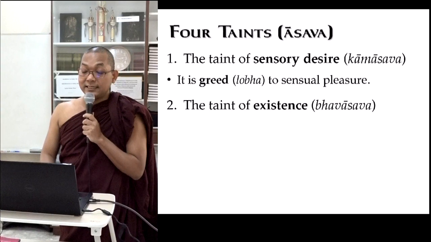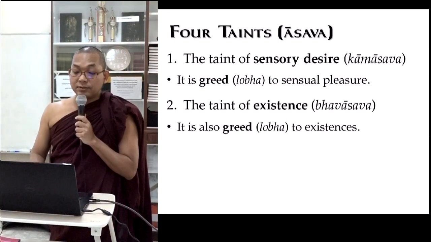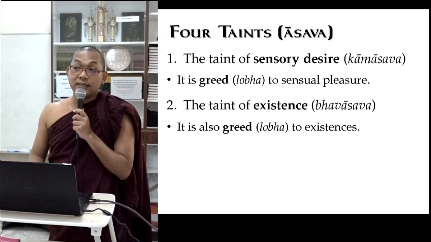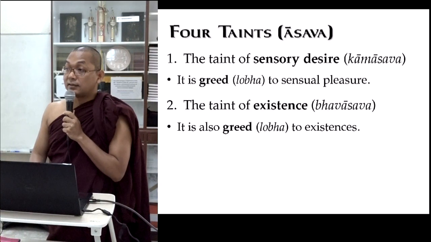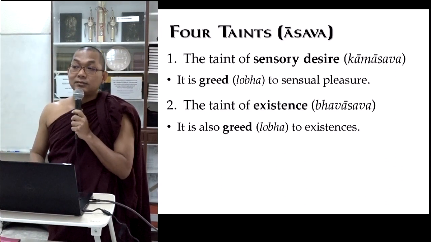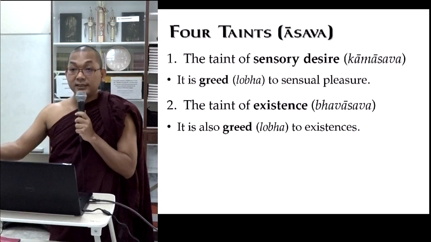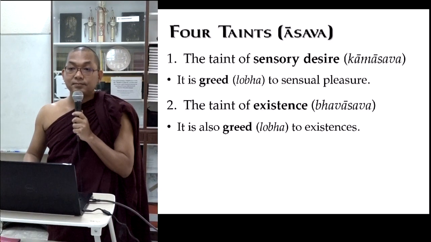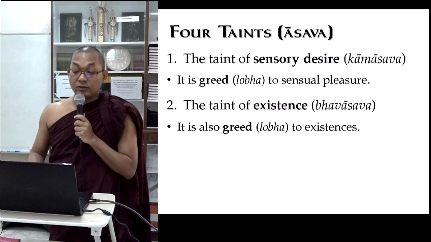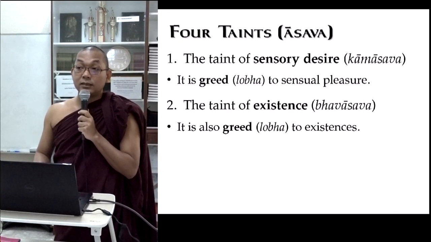Number two, the taint of existence. It is also greed, lobha, for existences. We have 31 planes of existence, so we want to be born in one of the existences. Normally, human beings don't like the extinction of existence. We don't like it because we have craving, right? Greed toward existence. That's very important. So as non-returners, they don't have number one, they don't have sensory desire. But they still have number two, the taint of existence.